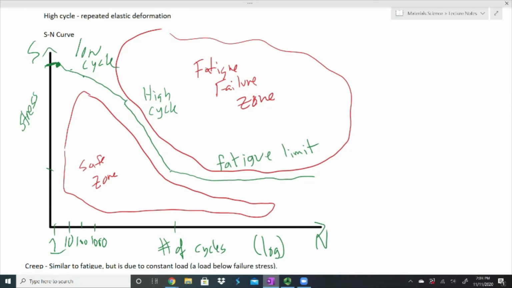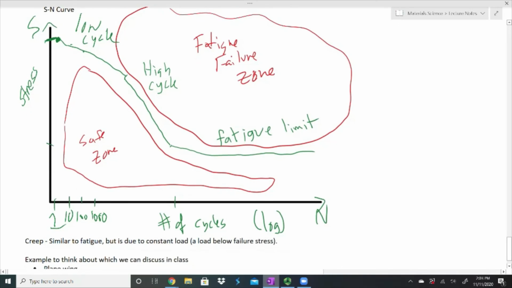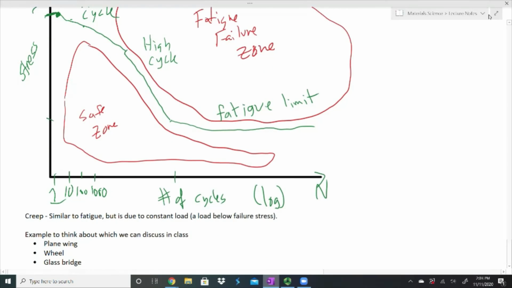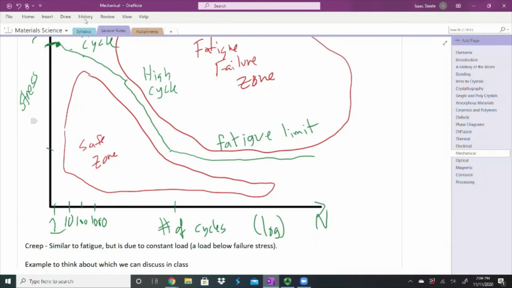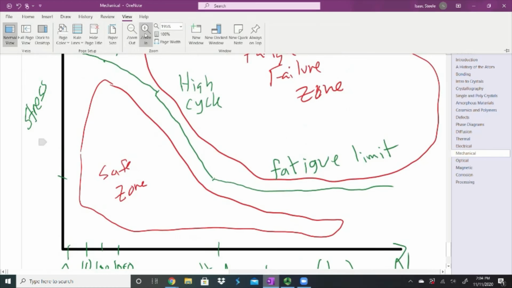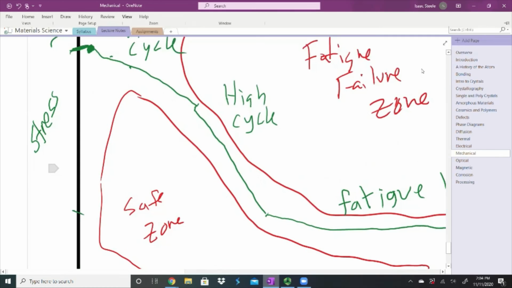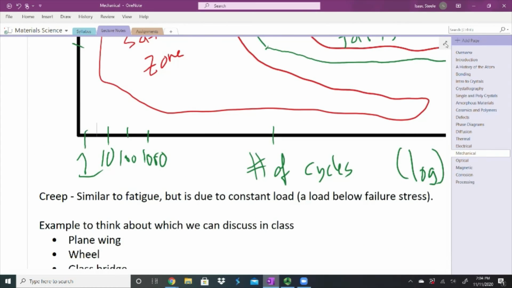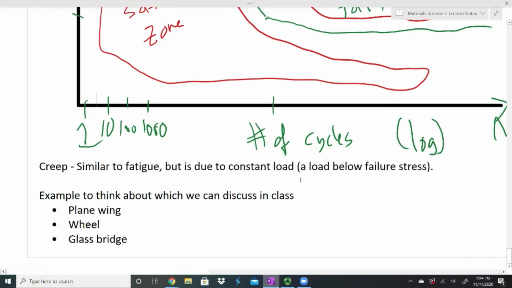So that was really quick. There are a lot of cool examples that we could talk about. This one real quick, I want to talk about creep. Creep is similar to fatigue, except it's due to a constant load, not cycling our load.